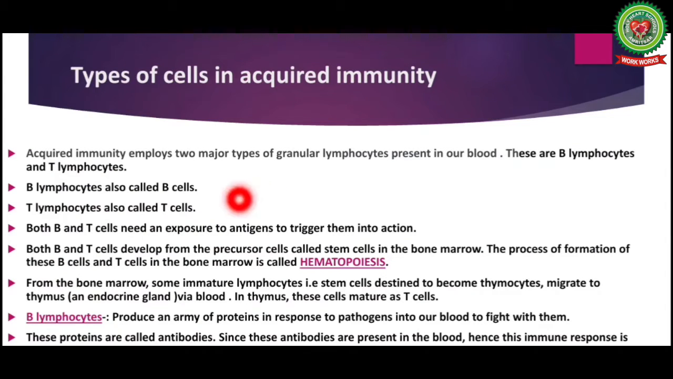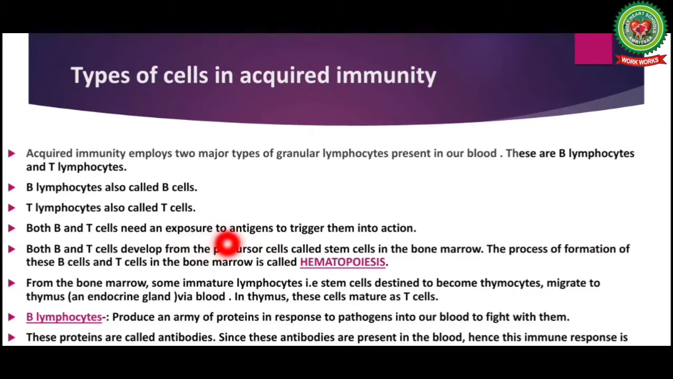So talking about types of cells in acquired immunity. Acquired immunity employs two major types of granular lymphocytes. We have done in the previous video that WBCs are of two types, agranular and granular. So here these are lymphocytes present in our blood. These are B lymphocytes and T lymphocytes. B lymphocytes are also called B cells. T lymphocytes are called T cells.